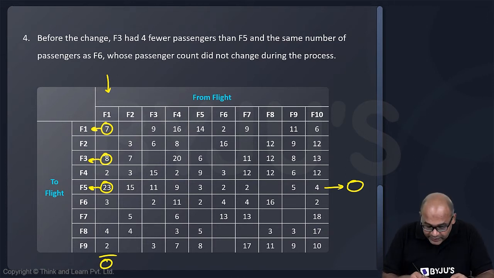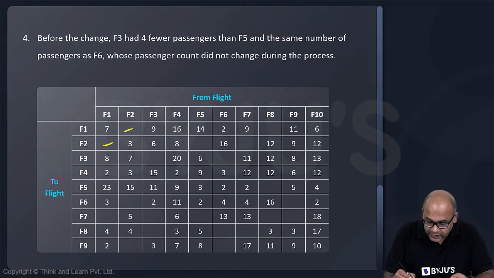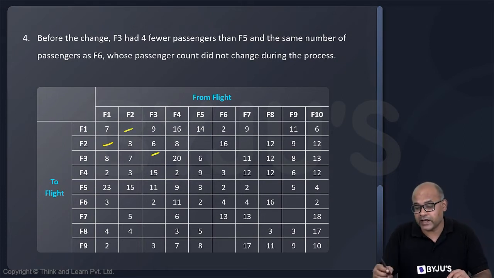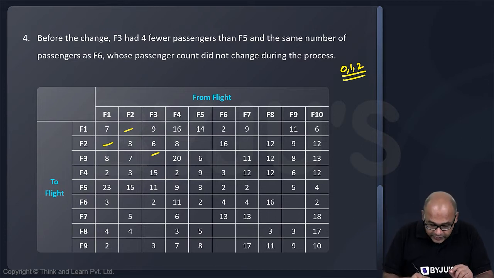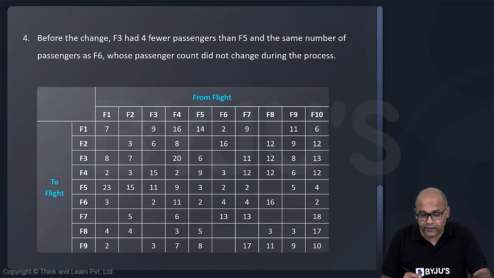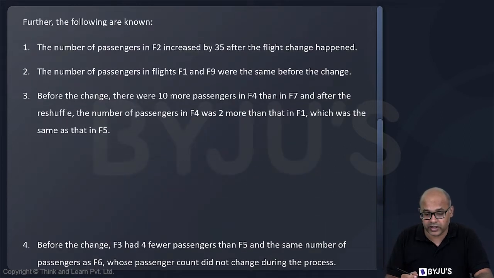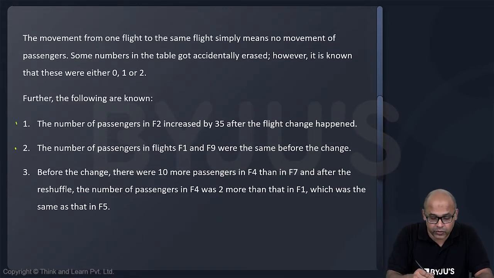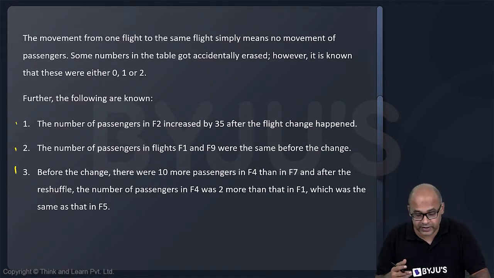Now also the missing data: you can see that there are some blanks here, here, here and so on. These blanks can either be filled with 0, 1 or 2 as per the question. So this is the information given to us, and we have some more pieces of information given, and these are 1, 2, 3, and then there's a fourth in the next slide. So let's go ahead and note this down.